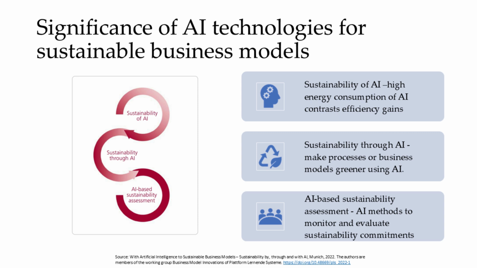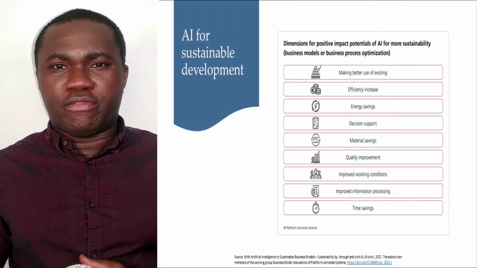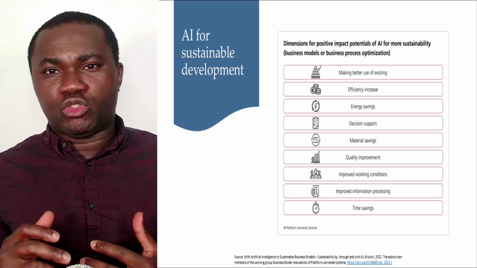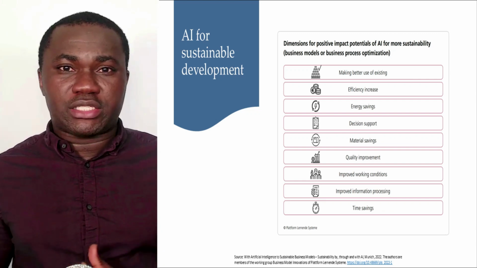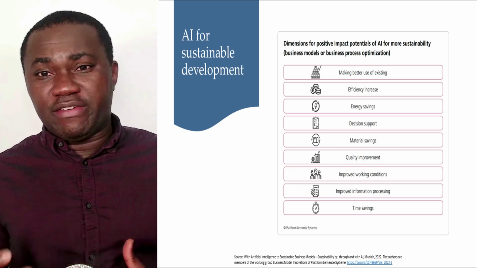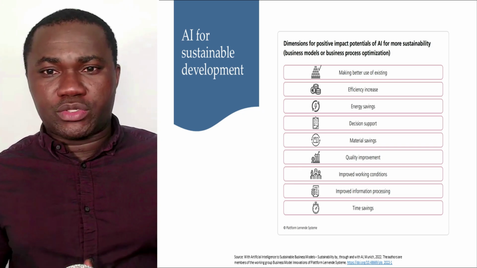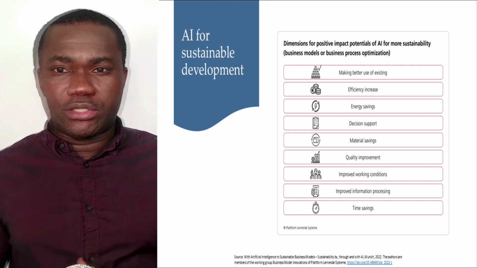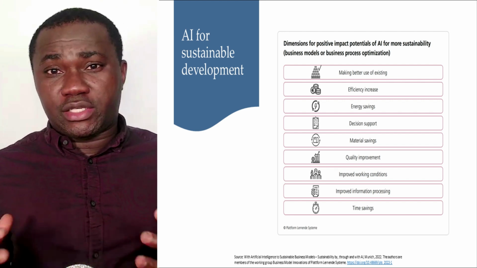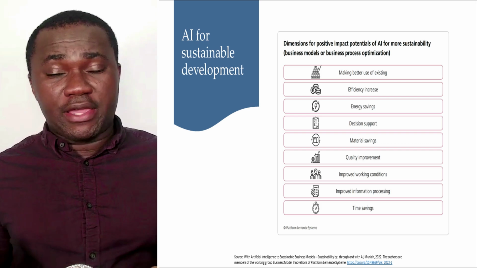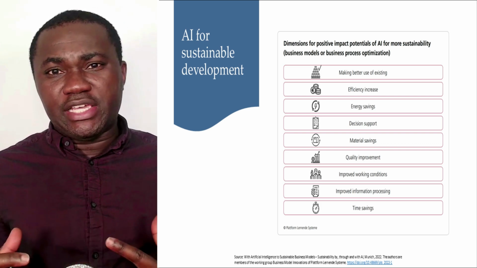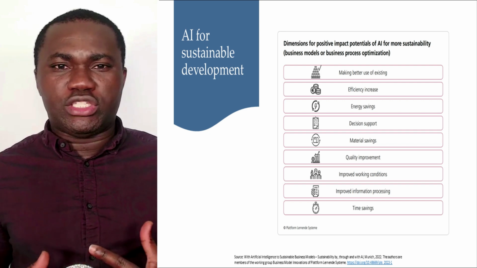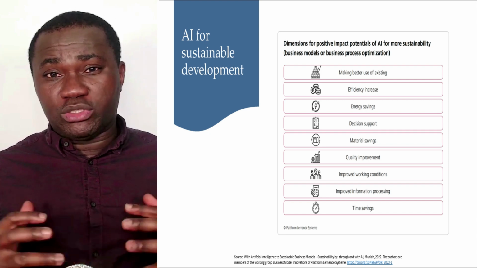So under that same source, the platform also highlights some of the opportunities for AI to be used for sustainable development. These are some of the examples of the positive impact, which includes efficiency gains, saving energy and materials, improved working conditions, making better use of existing systems, making savings in time, and improving information processing. These are some of the key objectives that can be achieved using AI for sustainable development.